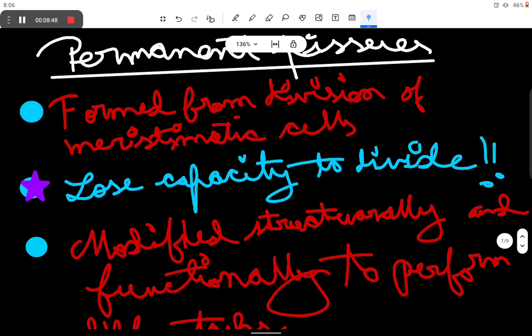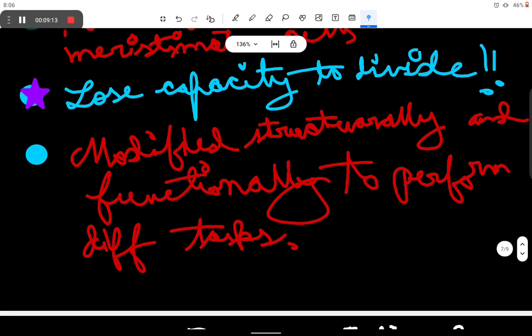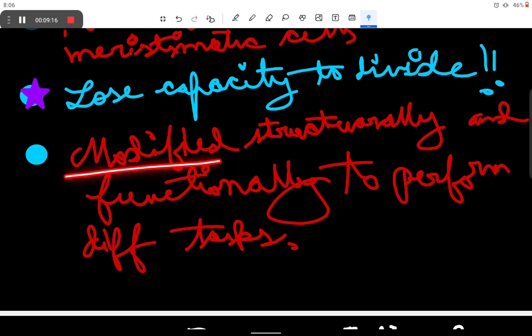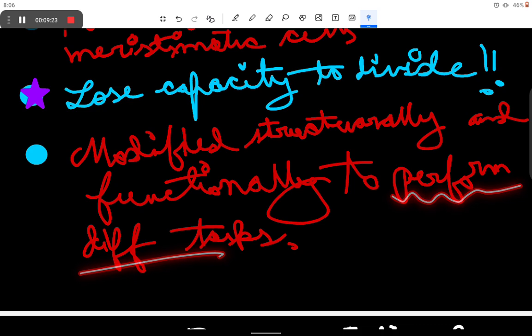See, permanent tissues are formed from the division of the meristematic tissues. Obviously, common sense, as meristematic tissues have the capability of division and these permanent ones don't. Hence, obviously, these are formed from the division of the meristematic cells. Correct? Then, the most important thing is that they lose the capacity to divide. Right? The last thing is, these permanent tissues are modified both structurally and functionally, to perform different tasks.